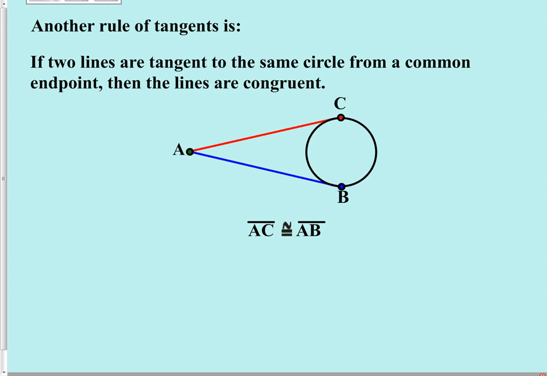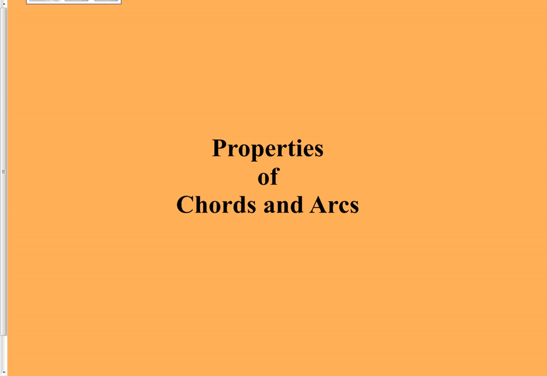The only other property that we looked at was very much common sense, and that is what happens if you have two tangents that originate from a common endpoint. You would probably have a pretty good guess at this one: if you have two tangents that come from a common endpoint, then their lengths are congruent to each other. So that was the end of that lesson real quick.